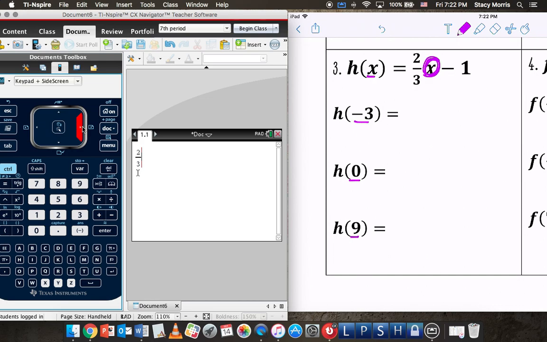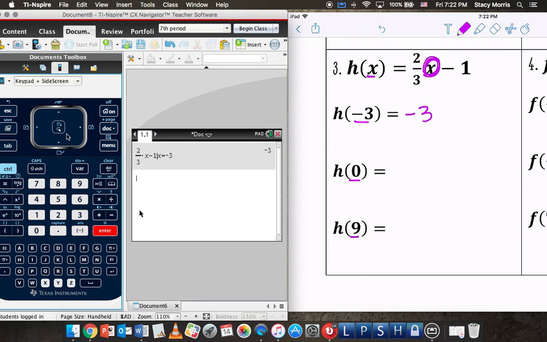2/3 x minus 1. Now I want to evaluate that. So control equals to get that vertical bar. Now I want to do that when x is -3, when x is 0, and when x is 9. So I'm doing 3 different problems here, basically. So when x equals -3, that's -3. So that first one is -3.